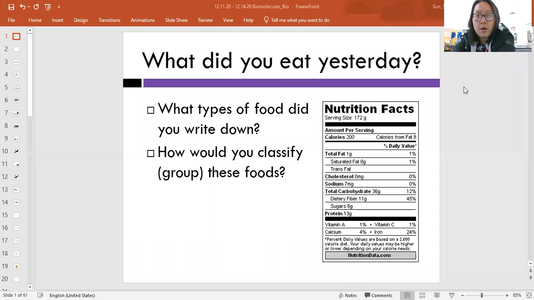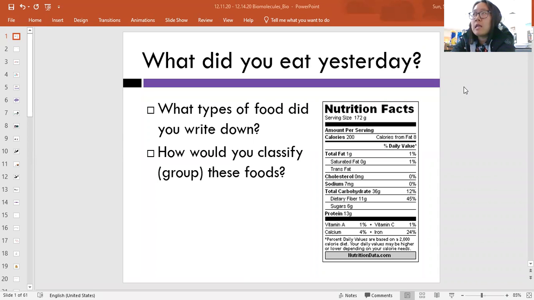All right, so we're going to start the biomolecules unit. And so you're going to have to think about the biomolecules that make up all living things. An easy way to think about it is thinking about what you eat. So thinking about what you ate yesterday, what types of food did you eat? How would you classify these foods, right?